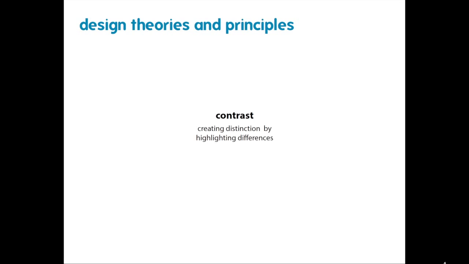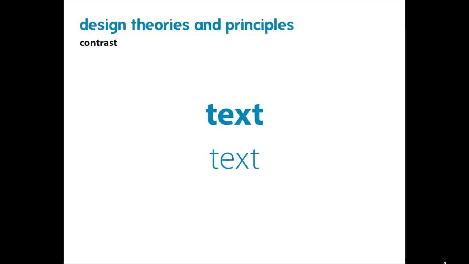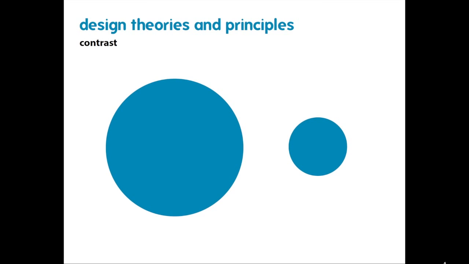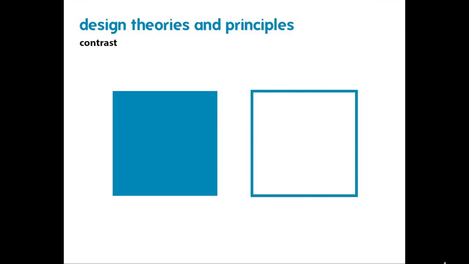Contrast is the next concept, and that's the concept of creating distinction by highlighting differences. And these differences can be in many different forms. You can have different weights of text between a bold and a light. You can have different shaped objects, a big object versus a little object, or even a color. You can have something that's full or something that's empty. And by using contrast, it allows you to create distinctions between objects.